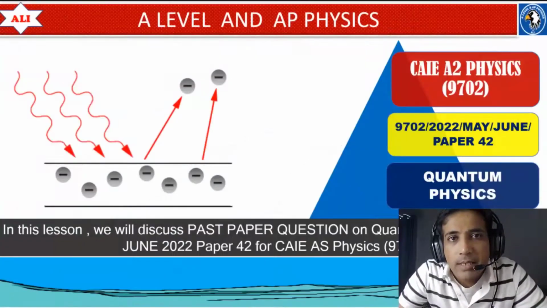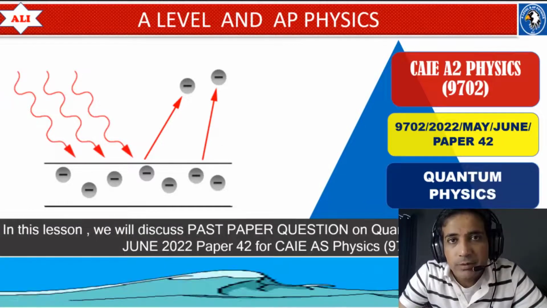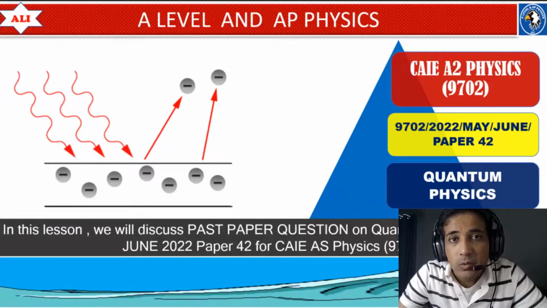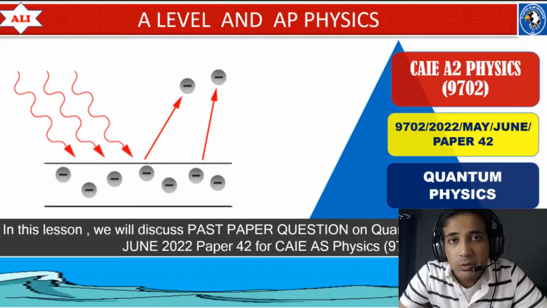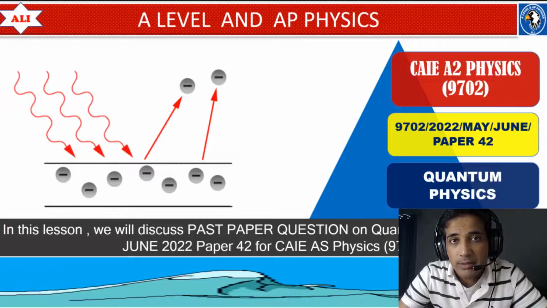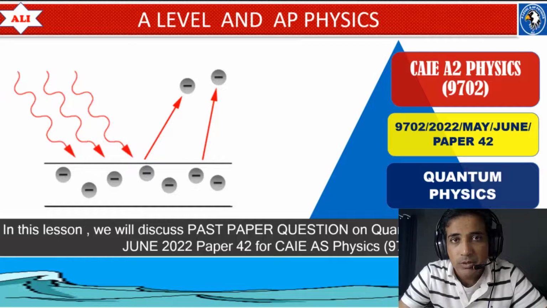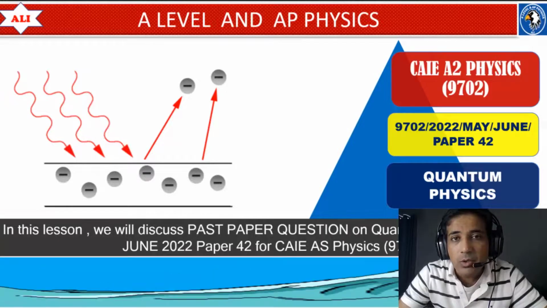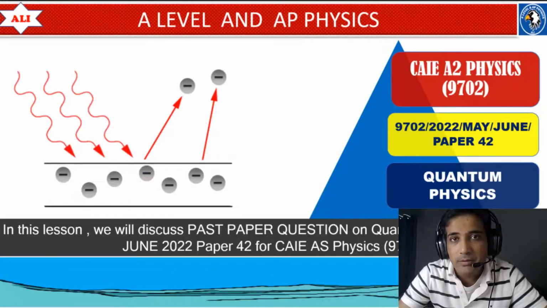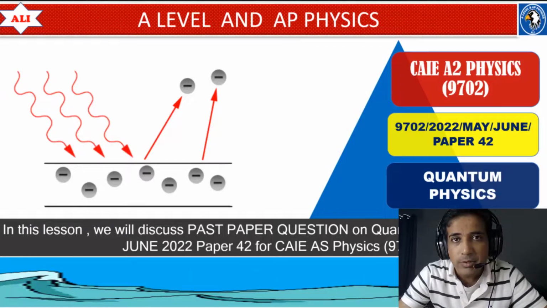Welcome to A-Level and AP Physics. In today's lesson, we will discuss a typical type of question on quantum physics from May June 2022 paper 4 variant 2. In this question, we will talk about the particulate nature of electromagnetic radiation, or simply the particle nature of electromagnetic radiation. We will also talk about the wave nature of matter, and we will discuss the evidence for the particle nature of EM radiation and the wave nature of matter.